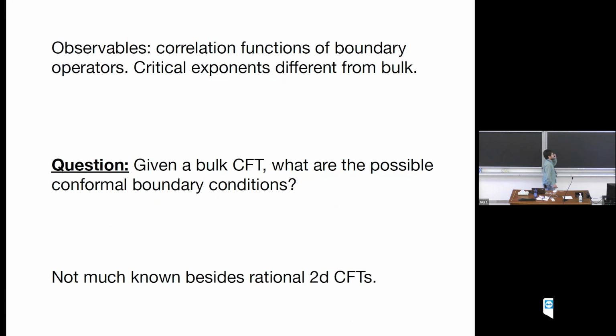So as I already said, the interesting observables in this setup are given by considering local operators inserted on the boundary of our region. And we want to study their correlation functions. And as I already said, there will be different scaling dimensions compared to the bulk. So there is a new set of CFT data.